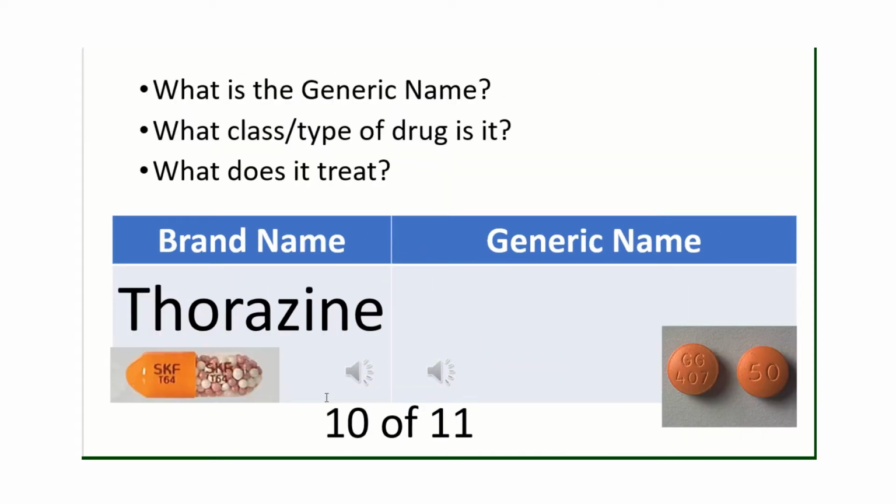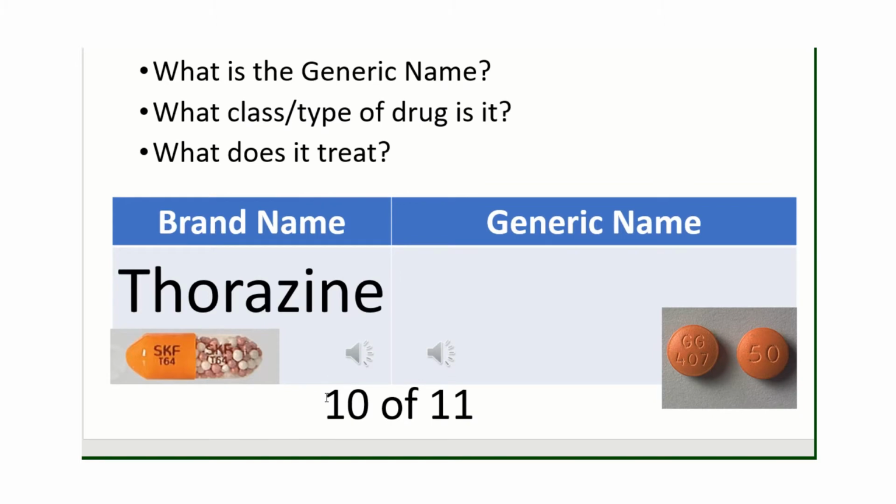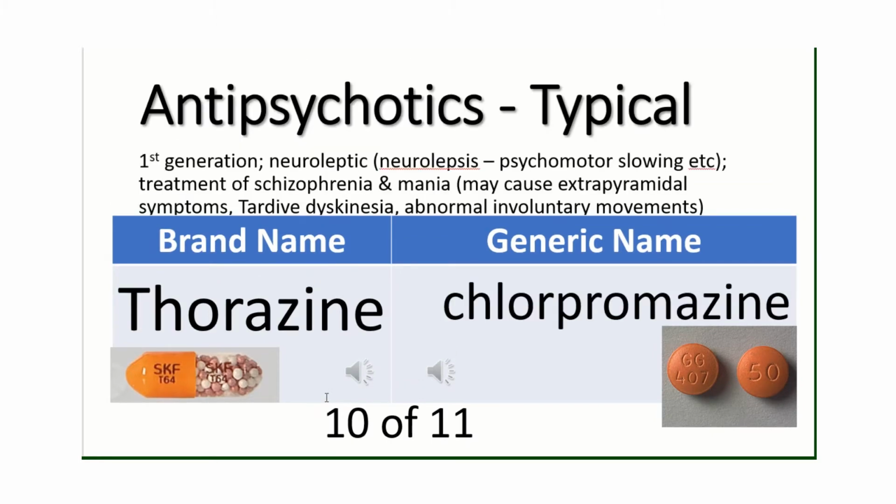What is the generic name for Thorazine? What type of drug is Thorazine? What does Thorazine treat? The generic name for Thorazine is chlorpromazine. Thorazine and chlorpromazine are typical antipsychotics. They treat schizophrenia and mania.